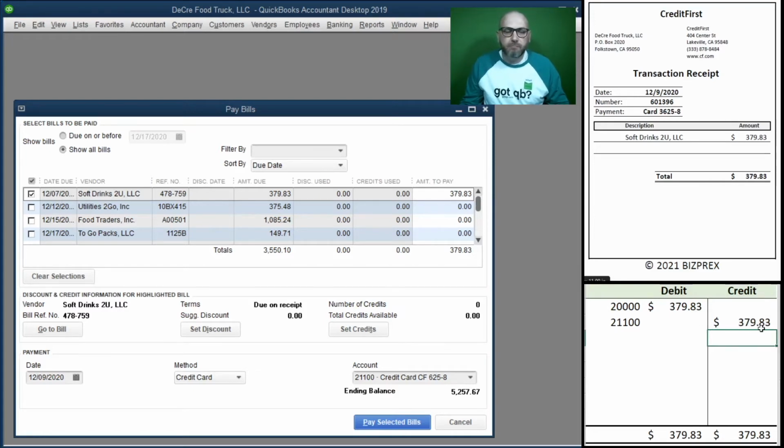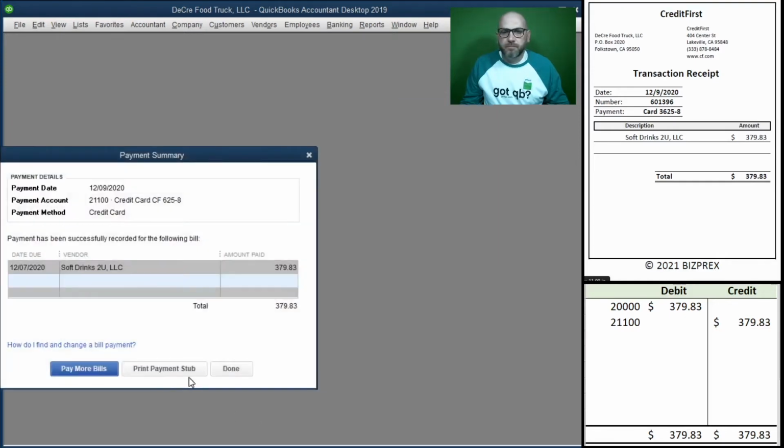So technically, our net position on liabilities will not change, but what will change is to whom we owe money. Okay, so here we are, good to go. So pay selected bills. Okay, done.